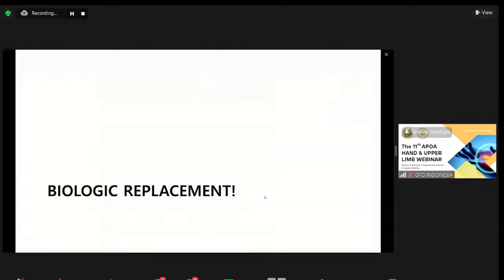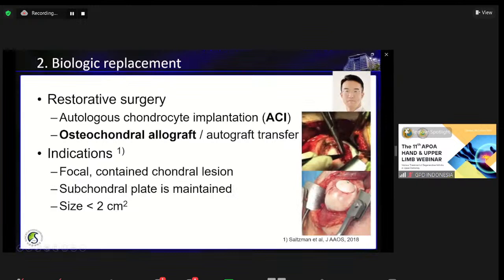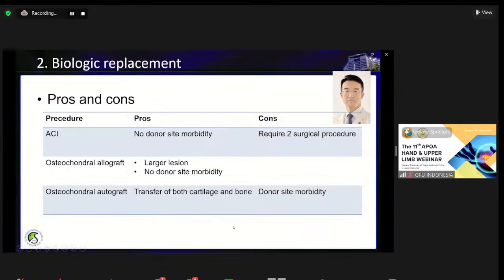For a biologic replacement, which is relatively common in knee procedures, the shoulder has not really been researched. There are almost no papers or research. We could do a little bit of focal defects on these shoulders also, but there are very limited papers. You all know from the knee experience the pros and cons of ACI, allograft and autograft. I have no experience with this.